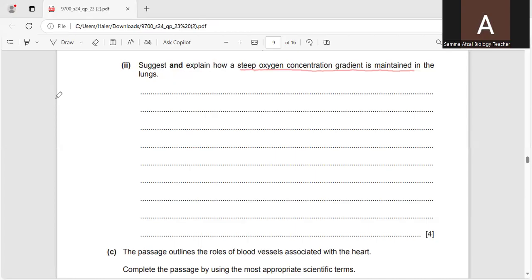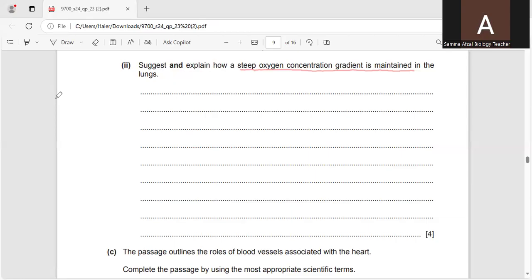Secondly, this maintenance happens due to the continuous ventilation. That is, continuously we are inhaling the oxygen, and we are exhaling the carbon dioxide. So this is called ventilation. So in this way, a concentration gradient is produced continuously. The body is provided with oxygen, and continuously the carbon dioxide, which is harmful for the body, is excreted out of the body.